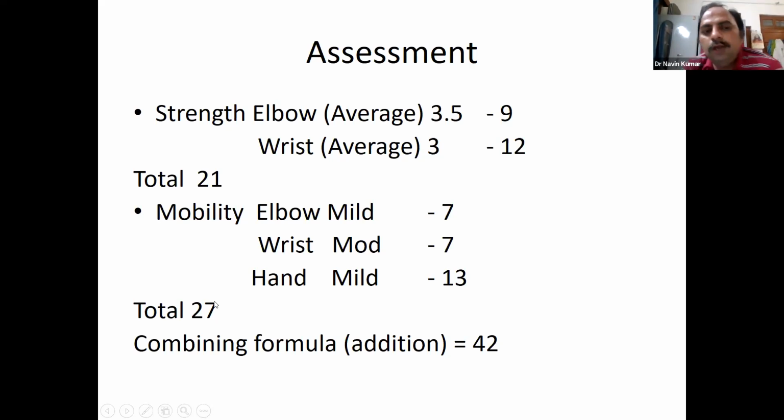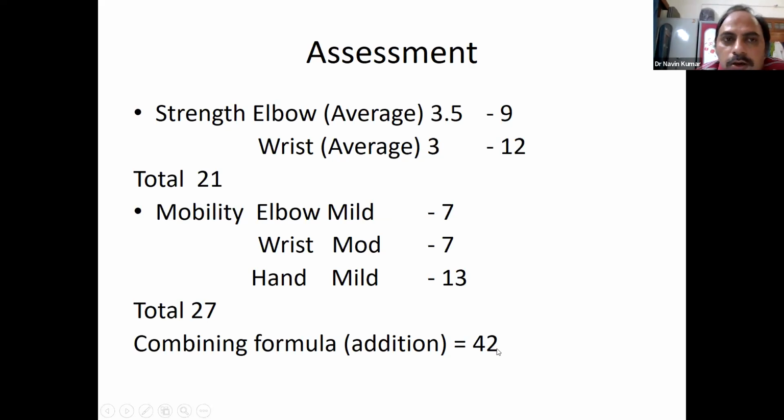So we have got 2 values: one is mobility, 27, and one is strength, 21. We cannot add them directly. We have to use the combining formula, which I mentioned previously. That's why I kept a separate slide for that: A plus B, (90 minus A) by 90. If we use that formula and calculate, we get a percentage of 42%.